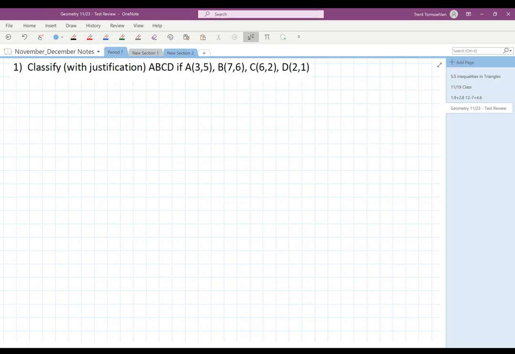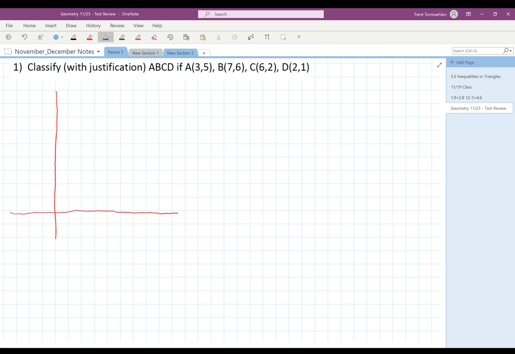Okay, so in this video, we're going to look at classifying the polygon ABCD, but we have to do it with justification, and this is required. It can't just be because it looks like it or because I think it is. You need to actually have good justification, and you use your analytic geometry tools to do that. So we plot the points.